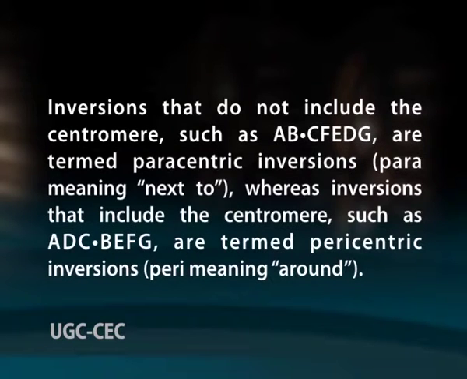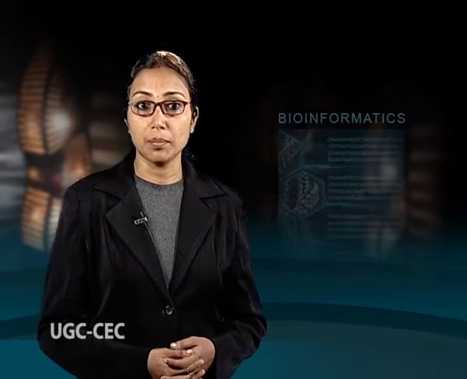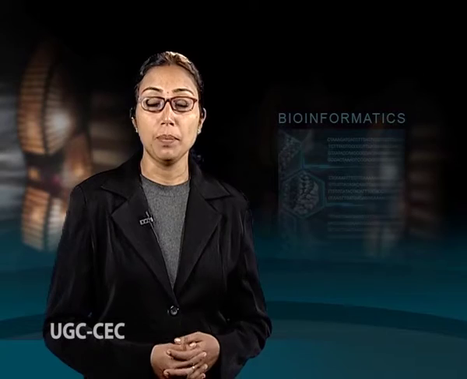Inversions that do not include the centromere, such as AB.CFEDG, are termed paracentric inversions. Para means next to, whereas inversions that include the centromere, such as ADC.BEFG, are termed pericentric inversions, where peri means around. Individuals with inversions have neither lost nor gained any genetic material, just the gene order has been altered. Nevertheless, these mutations often have pronounced phenotypic effects.